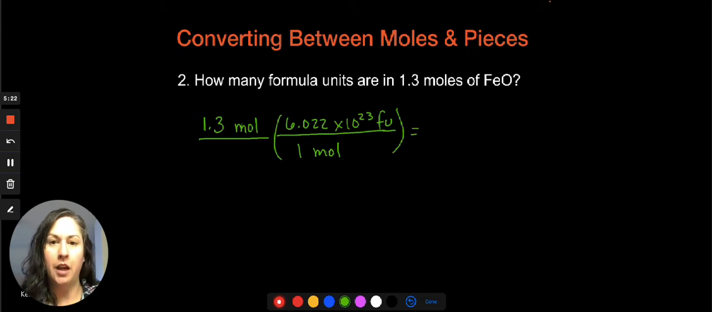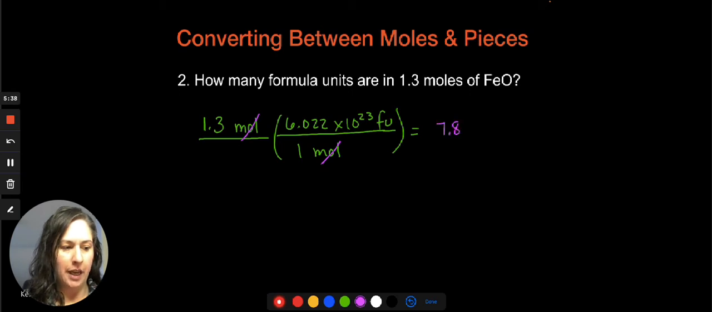Now, multiply across the top, across the bottom, divide top by bottom. I go ahead and cancel my units before then. Moles is on the top and the bottom. I'm multiplying, therefore I can cancel that. I'm left with formula units, which is what I want to know. I calculated this previously, and I found that I got 7.8 times 10 to the 23rd formula units.